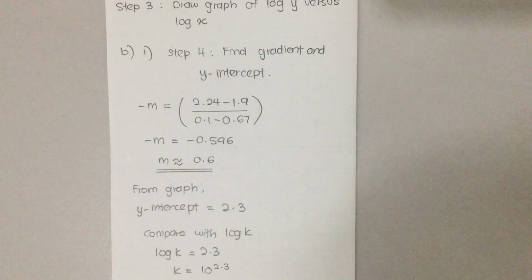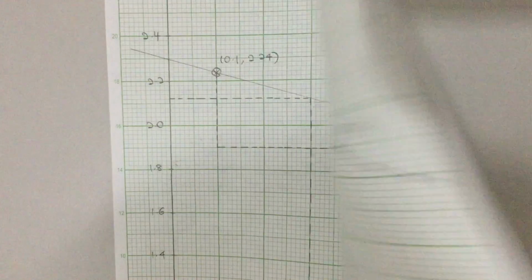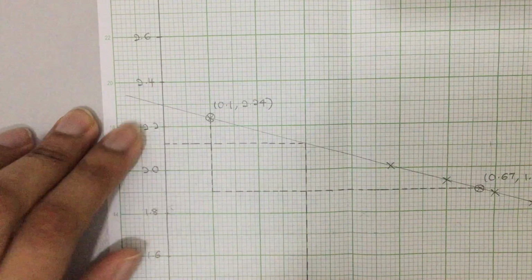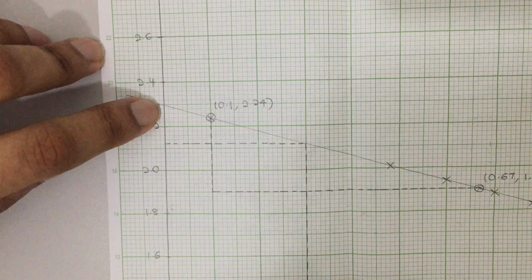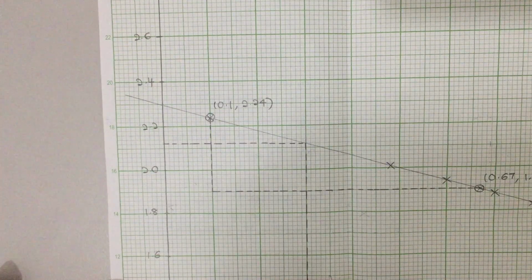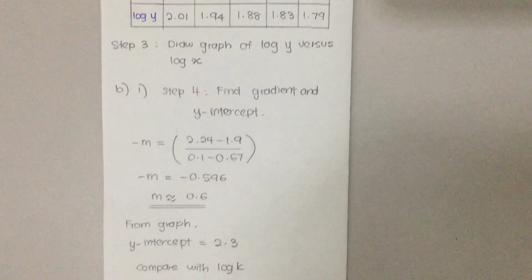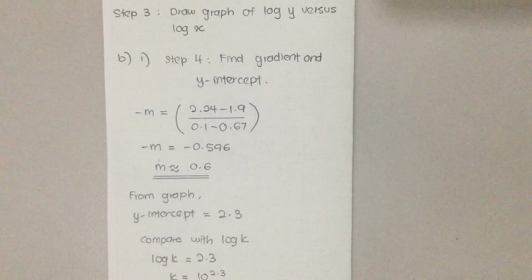So the only thing left is to find the y-intercept. Okay, let us find the y-intercept. As you can see over here, our y-intercept is in between 2.2 and 2.4, at the 2.3 over here. It's very simple, guys. Okay, from the graph, your y-intercept is actually equal to 2.3.